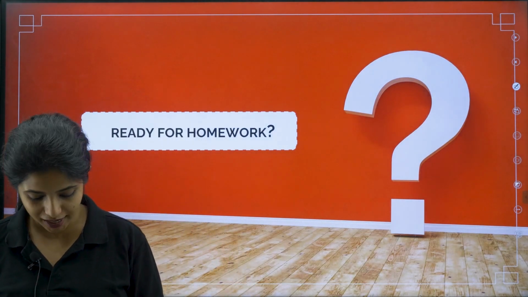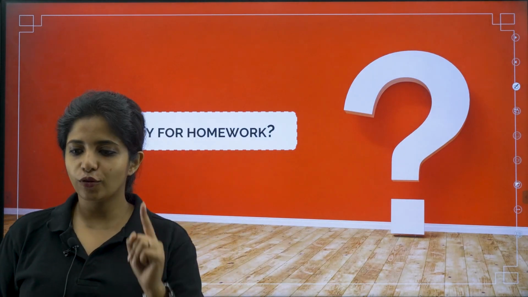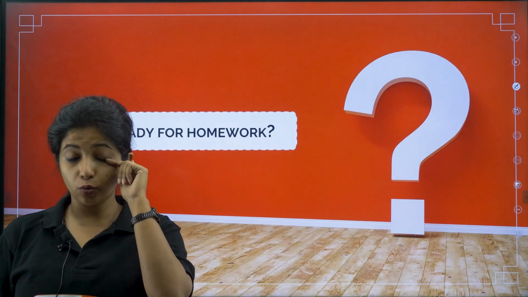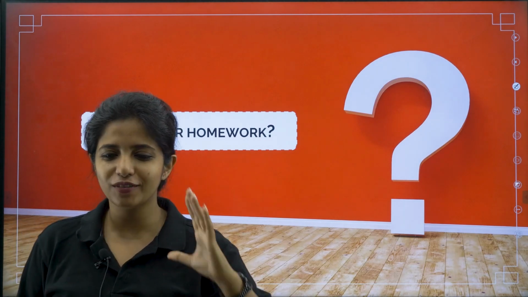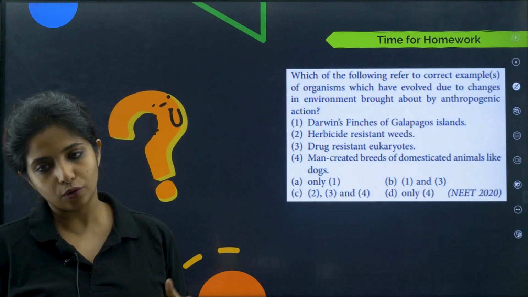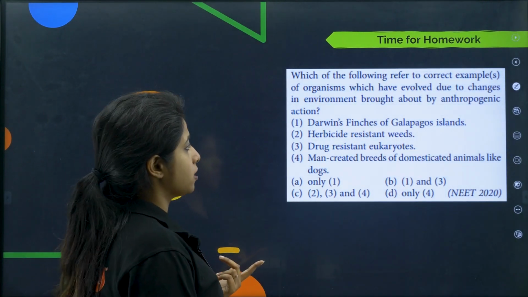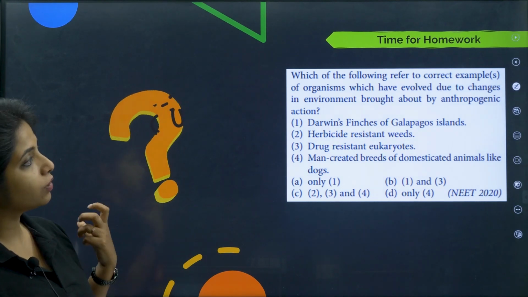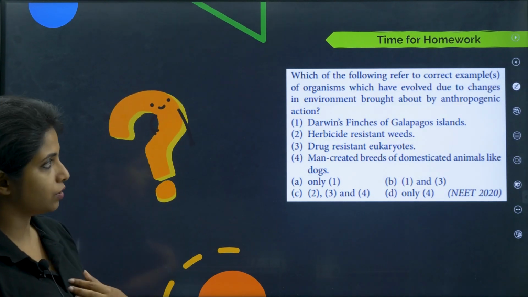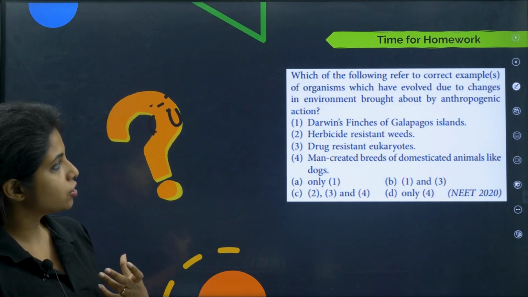Now, are you ready for homework, my dear children? Because without homework things are incomplete. I'm sure if you are able to understand all the things that I have completed until now, then you will be sure to answer this question. The question goes like this: which of the following refers to a correct example of organisms which have evolved due to changes in environment brought by anthropogenic actions?